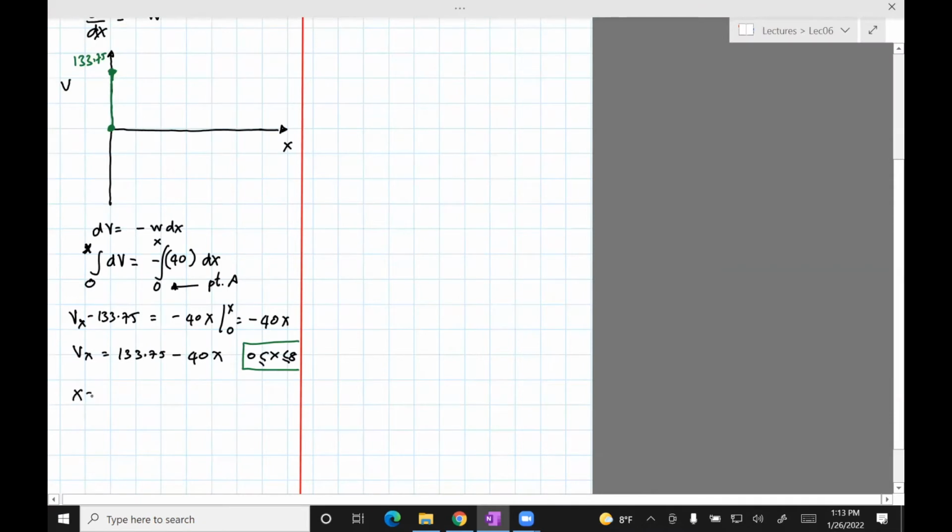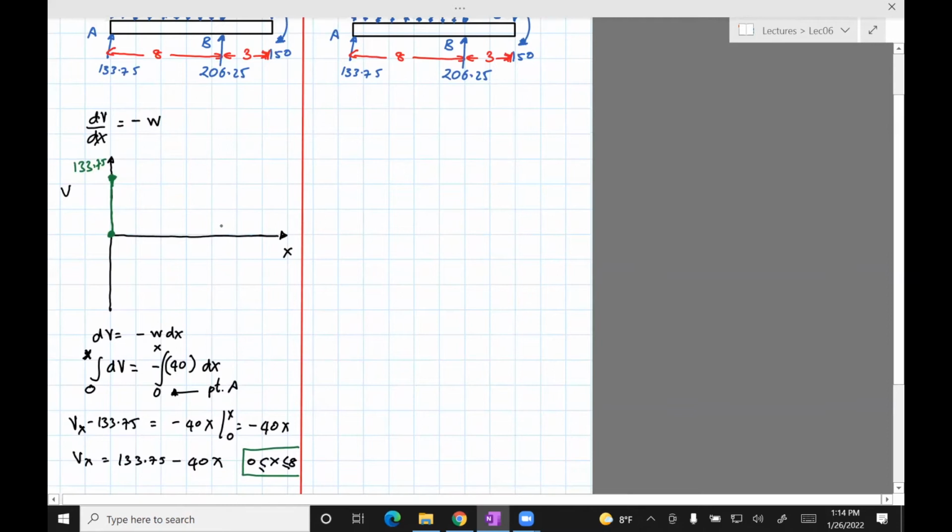Okay, so let's just put x equals 8. Right? You could use any points. So you get Vx equals 133.75 minus 40 times 8. So it's 133.75 minus 320. And that comes out to be minus 186.25. So we have, in effect, one more point at x equals 8. I need to go right below here, right below B. And then that's about, say here, minus 186.25. And so I need to join those 2 points.